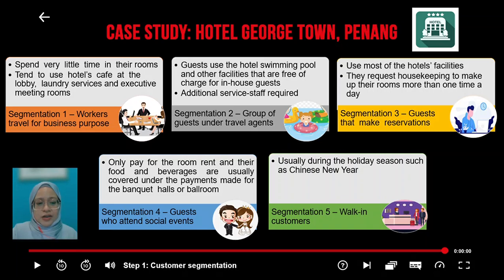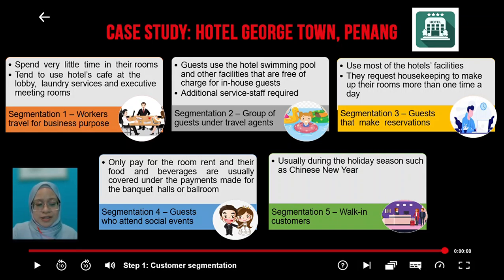These guests use the hotel swimming pool and other facilities that are free of charge for in-house guests. When these customers occupy rooms, additional service staff have to be brought in to ensure breakfast buffet services are maintained smoothly.